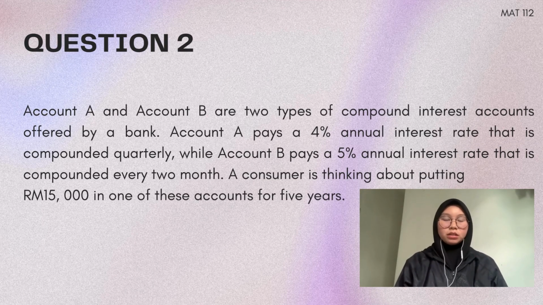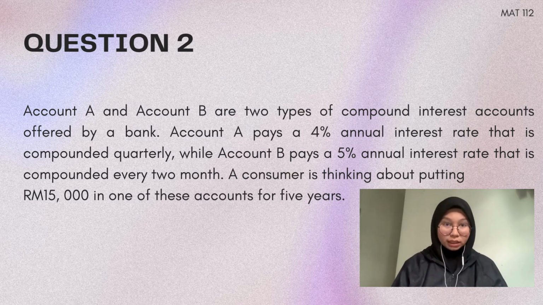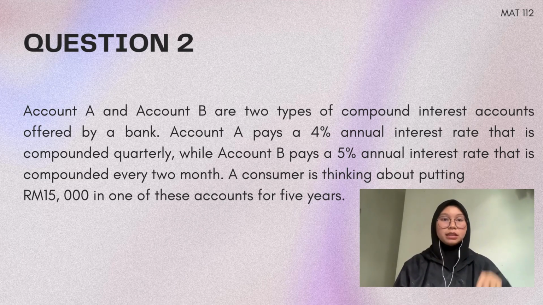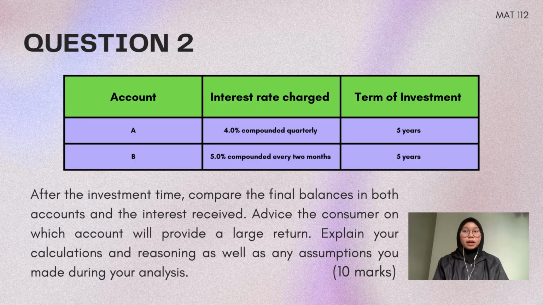So we go to the next question, which is question 2. Account A and account B are 2 types of compound interest accounts offered by a bank. Account A pays 4% annual interest that is compounded quarterly, while account B pays a 5% annual interest rate that is compounded every 2 months. A consumer is thinking about putting RM15,000 in one of these accounts for 5 years. After the investment time, compare the final balances in both accounts and the interest received. Advise the consumer on which account will provide a larger return. Explain your calculations and reasoning as well as any assumptions you made during your analysis.